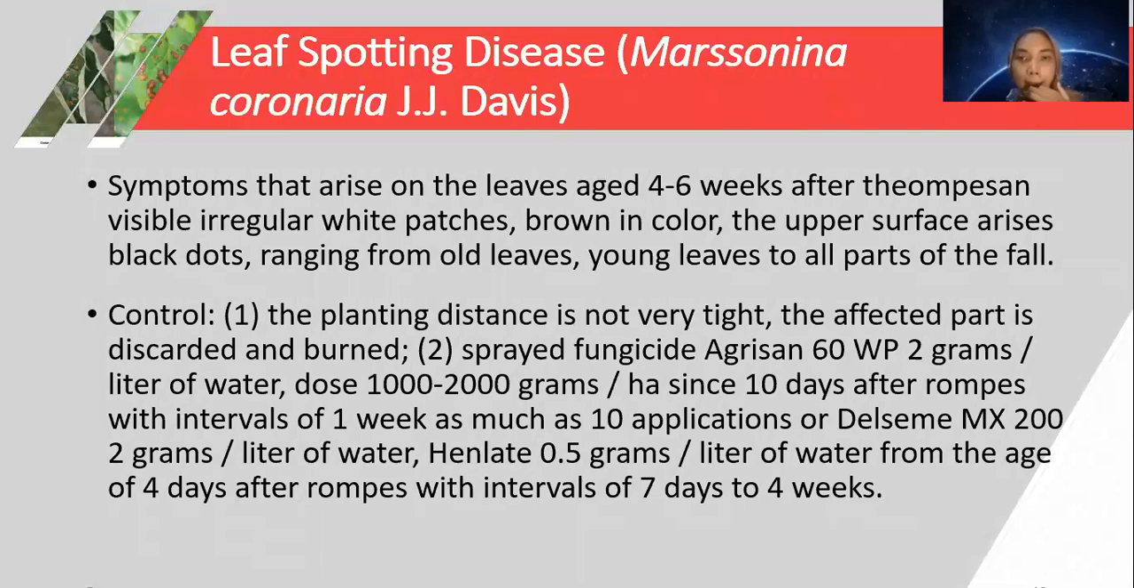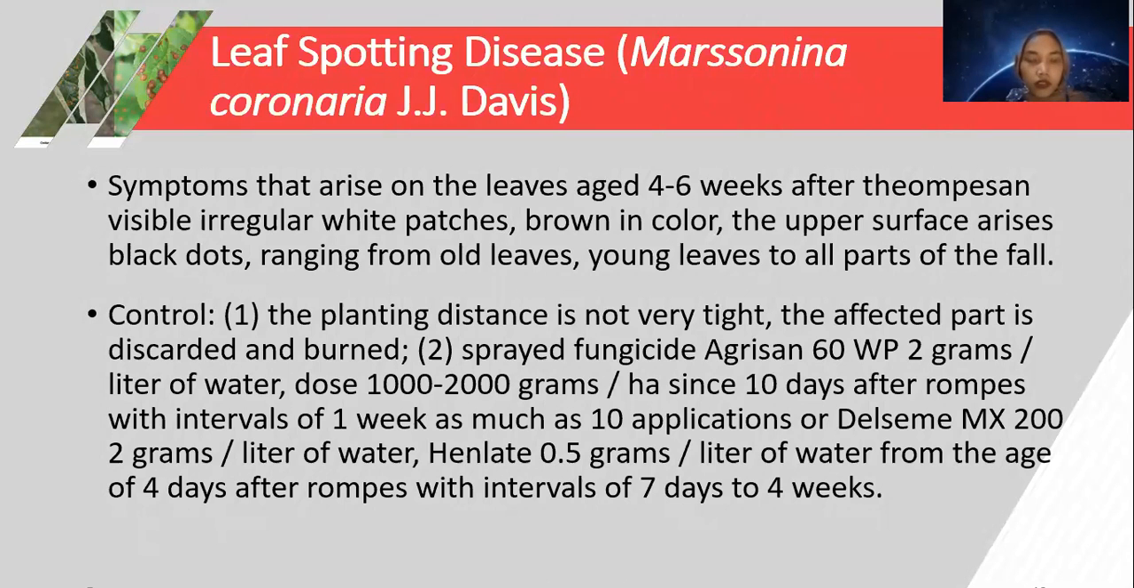Next disease is leaf spotting disease caused by Marssonina coronaria. A symptom that arises on the leaves aged 4 to 6 weeks after planting is visible irregular white patches, brown in color, and on the upper surface arise black dots, ranging from old leaves, young leaves, to all parts of the plant.